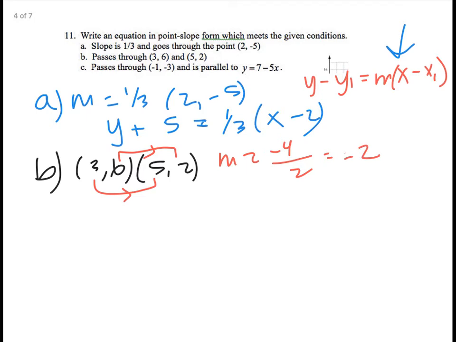And then I need an x1, y1. It doesn't matter which one you go with, so I'm just going to pick the first one and call that x1, y1. So my equation is y minus 6 is equal to negative 2, x minus 3.